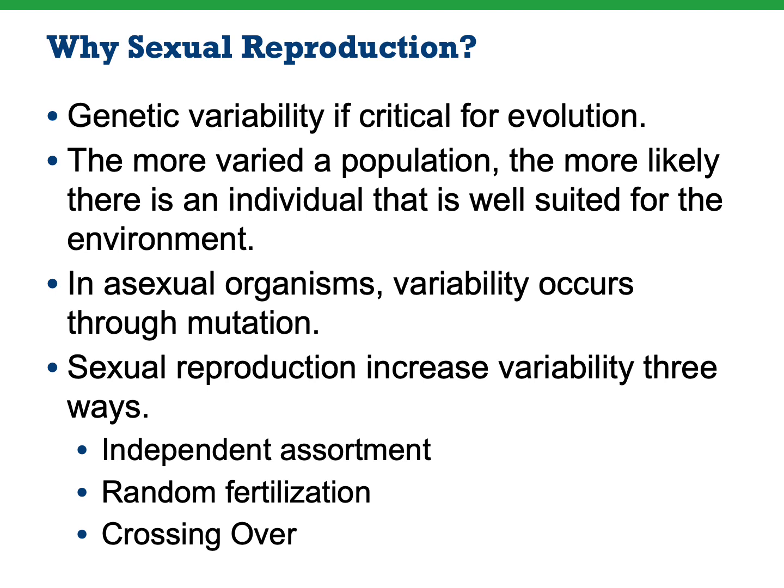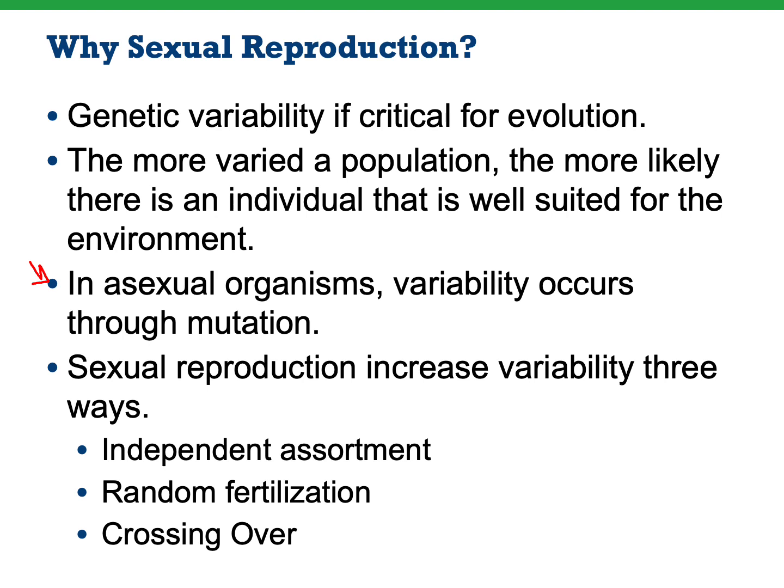So why is sexual reproduction important? Genetic variability is critical for evolution. The more varied a population, the more likely there is an individual that is well suited for the environment. That is to say, as the environment changes, variability allows for organisms to better adapt. In asexual organisms, such as prokaryotes, variability occurs through mutations.